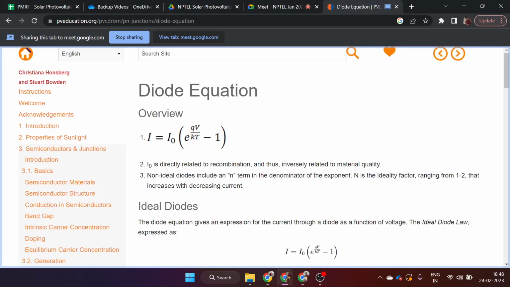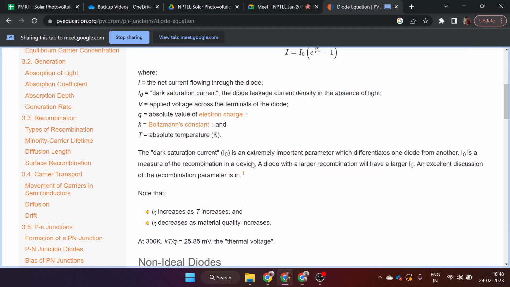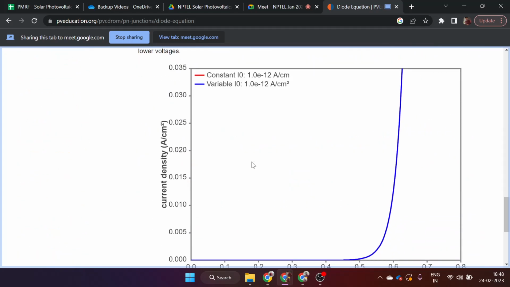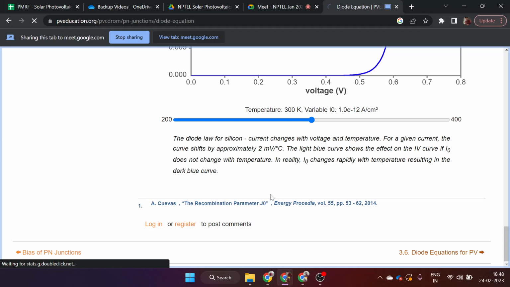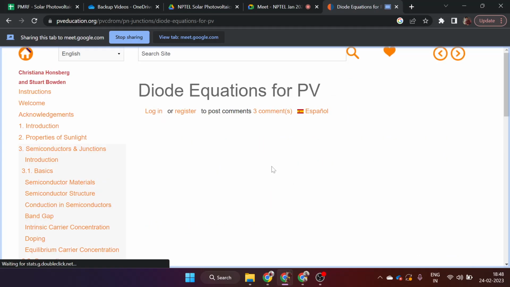This is the diode equation. Okay, so now they started with the PV. This PV thing is coming in the next lecture. So before this, I'll stop here and I'll come back to the lecture again.